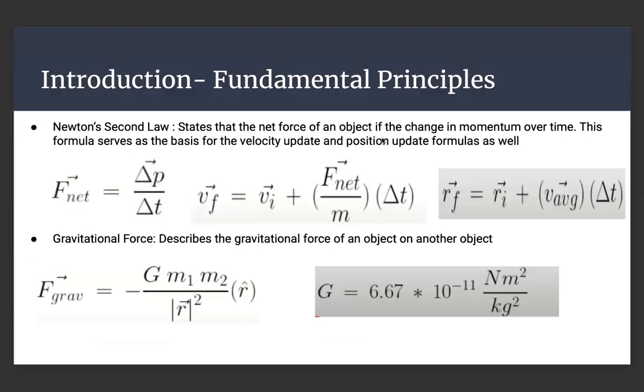Here, I have a quick introduction into the fundamental principles that persisted throughout this experiment. Newton's second law states that the net force of an object is equal to the change in momentum over time. This formula actually serves as the basis for the velocity update and position update formulas as well, which I have listed below right here. Additionally, the gravitational force formula played a pivotal part in this experiment, which describes the gravitational force of an object on another object. I have the formula here along with the gravitational constant right to its right.